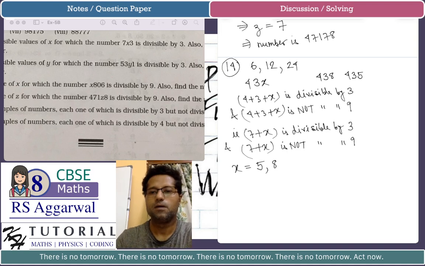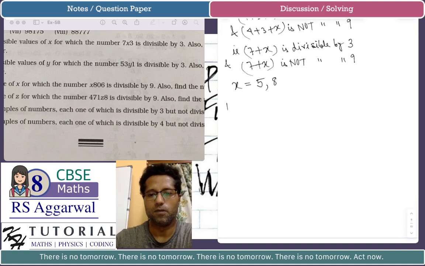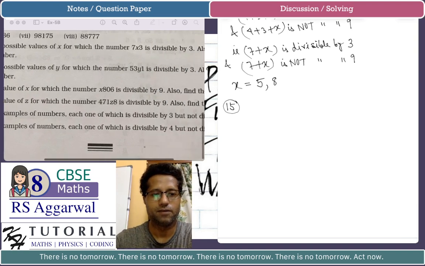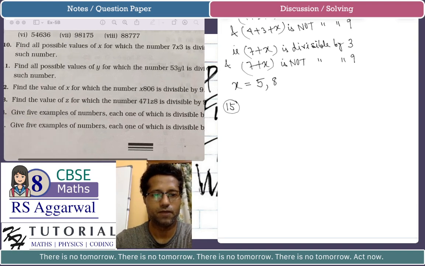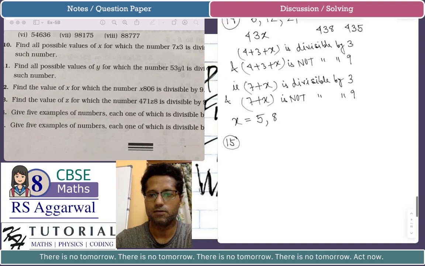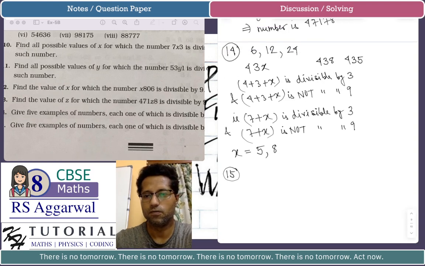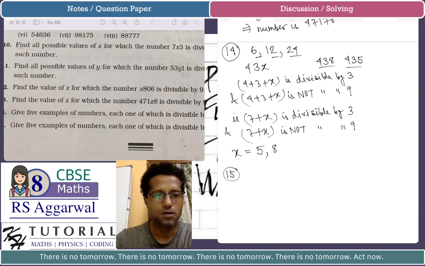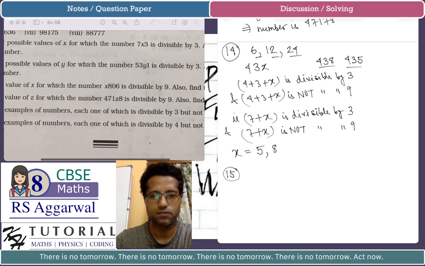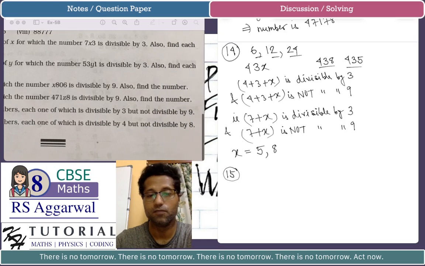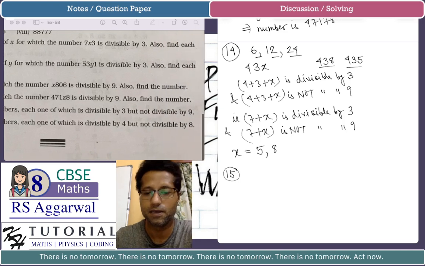Okay. Let's do problem number 15. Give 5 examples. How many examples did we find? Okay, we found 1, 2, 3, 4, 5. So give 5 examples of numbers, each one of which is divisible by 4 and not divisible by 8.